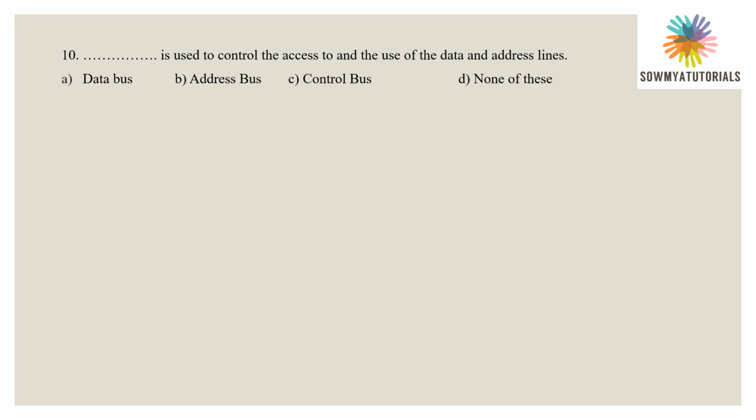Data bus, it provides a path to transfer data between CPU and memory. Address bus, it connects the CPU and RAM with a set of lines of wires. It is similar to a data bus, and the control bus is used to control access to and the use of data and address lines. So the correct answer is option number C, control bus.